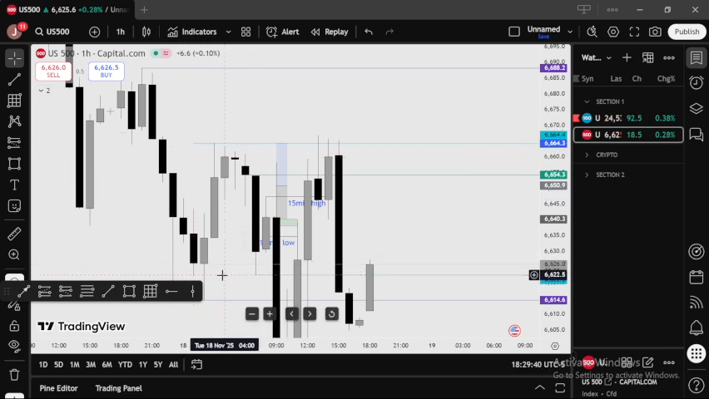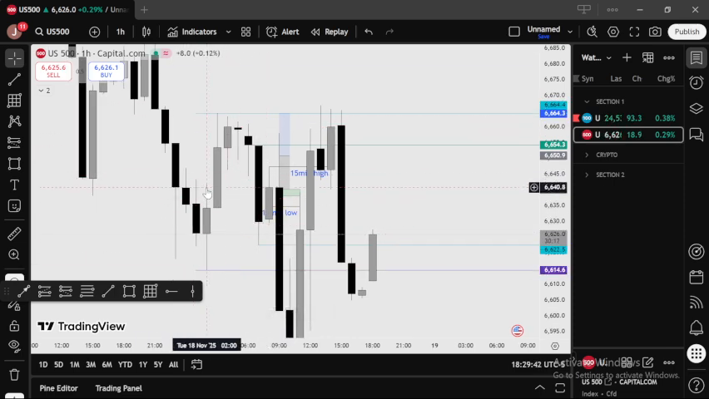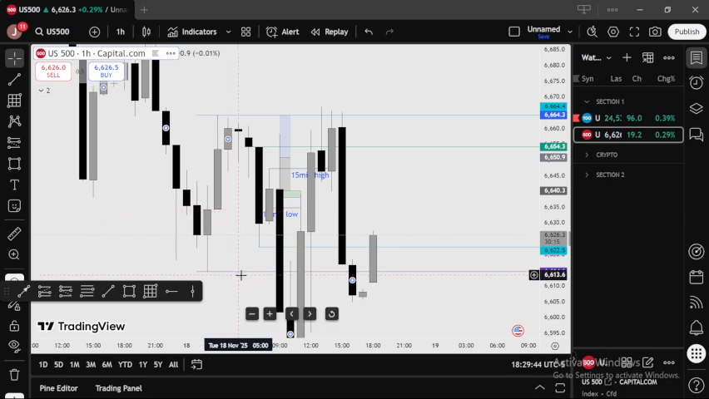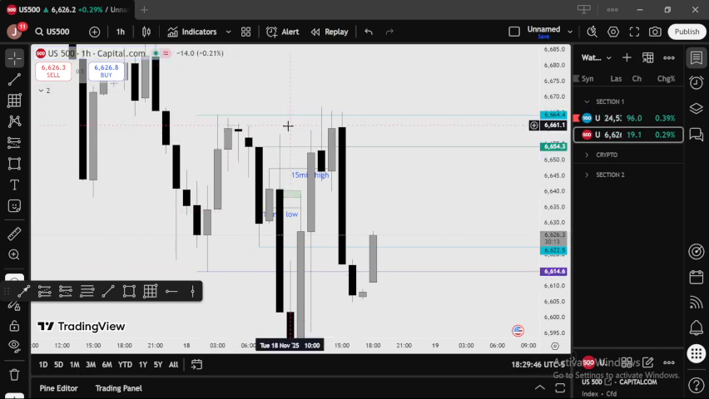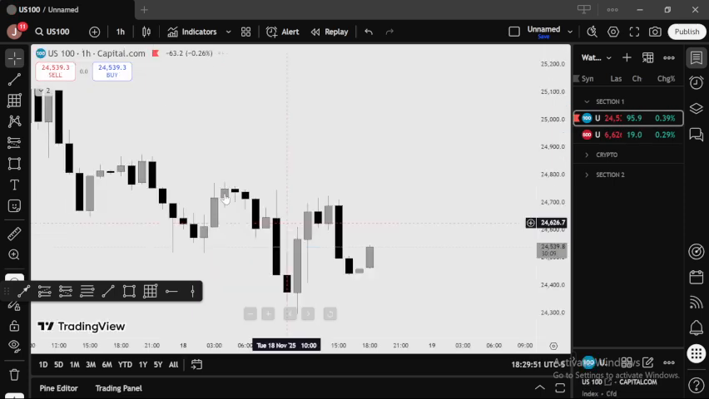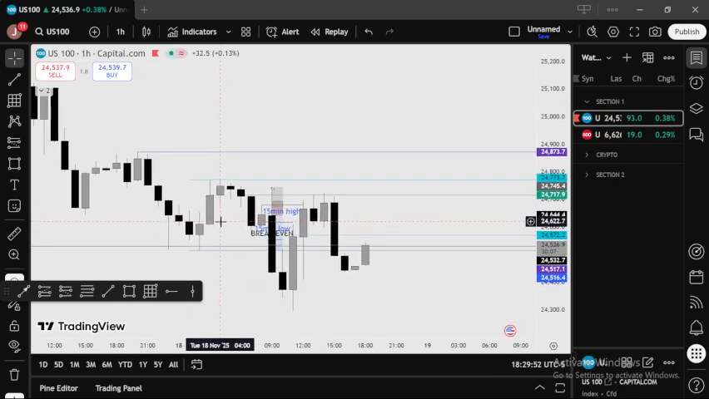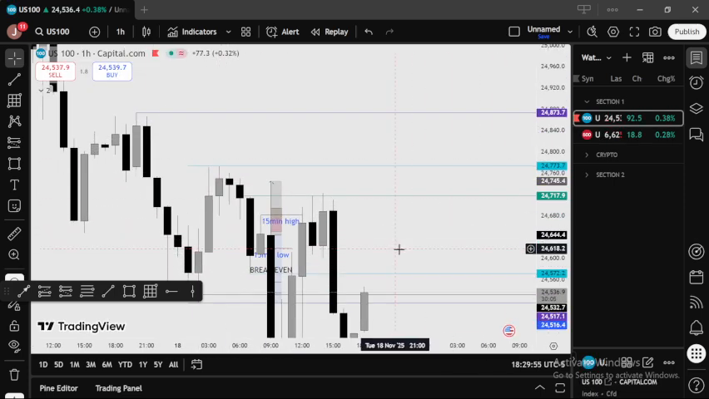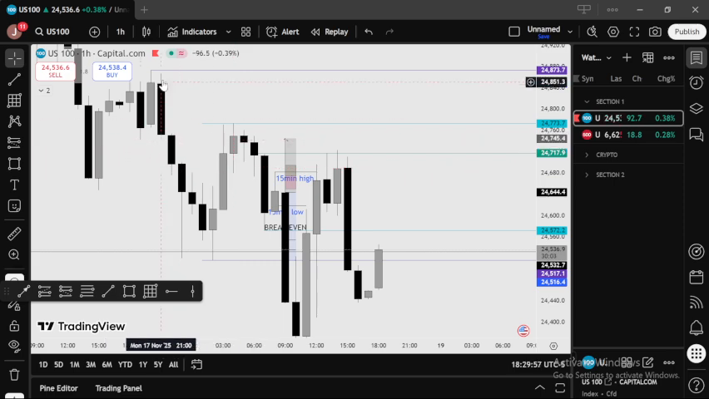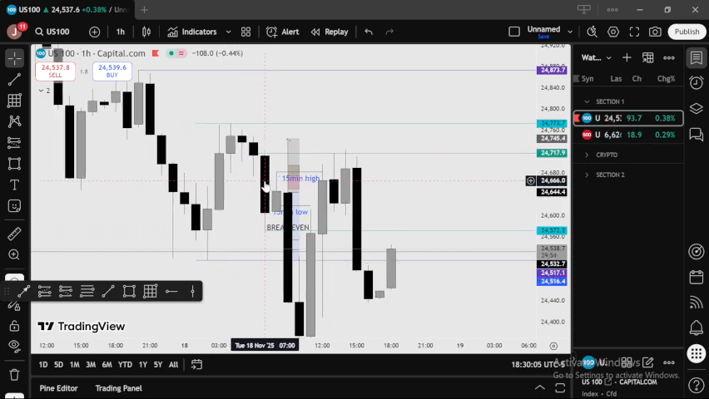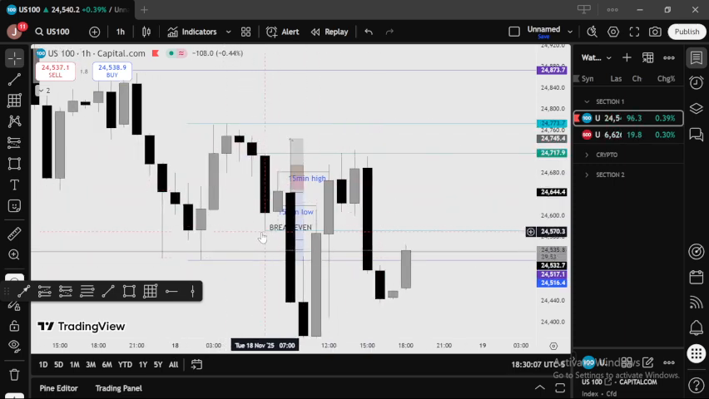I wanted to see price take out this area over here. Don't mind this, I didn't even take this trade, so let me just remove that. I wanted price to take out this. Same thing on Nasdaq, it's literally the same thing. So we were bearish, with the Asian session high, London session highs, London session lows and Asian session lows marked out. So that was my bias.